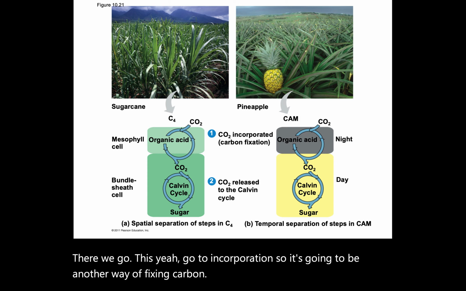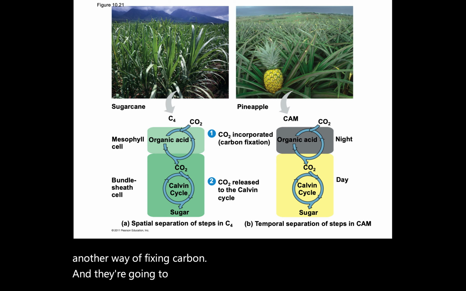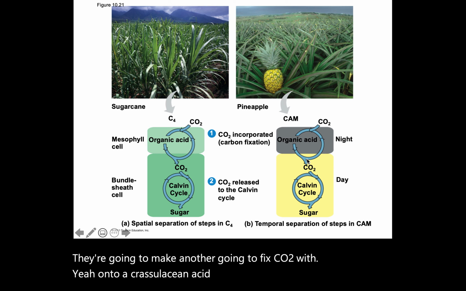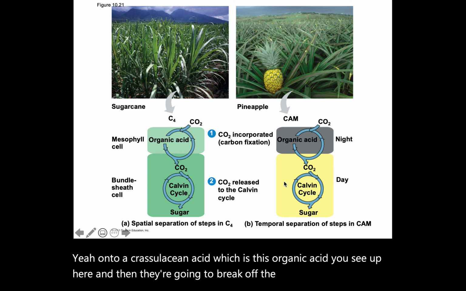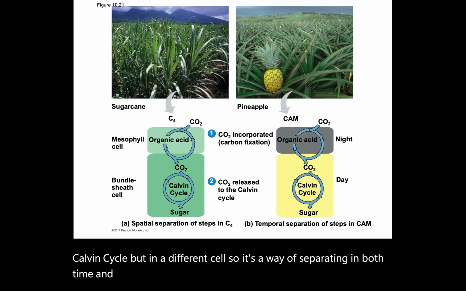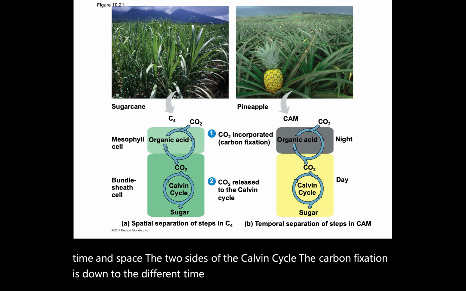And they're going to make crassulacean acid. That's the intermediate that they're going to make. And so they're going to fix CO2 onto a crassulacean acid, which is this organic acid you see up here. And then they're going to break off the CO2 and feed it into the Calvin cycle, but in a different cell. So it's a way of separating in both time and space the two sides of the Calvin cycle. The carbon fixation is done at a different time and place than the light reactions of photosynthesis.